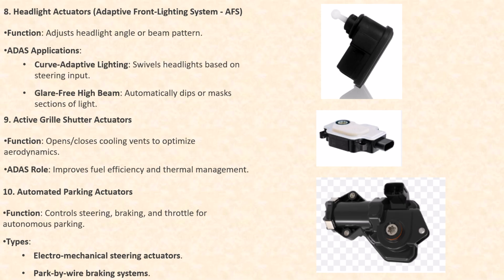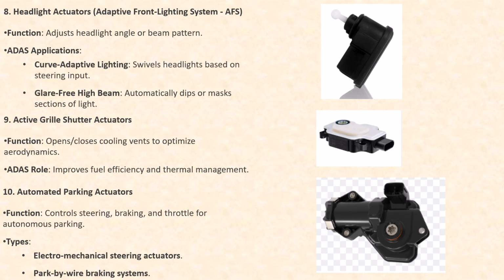Next comes active grill shutter actuators. This function opens and closes the cooling vents to optimize the aerodynamics. ADAS role: it improves fuel efficiency and thermal management, especially when the vehicle is going at higher velocity. This comes into play. But again, let me point out, this is not exactly relevant for normal ADAS passenger cars, normal sedans or SUVs which you see on the road. It is only of relevance for vehicles which are operated at very high RPMs. So I won't say don't pay importance to it, but it is not exactly much important.